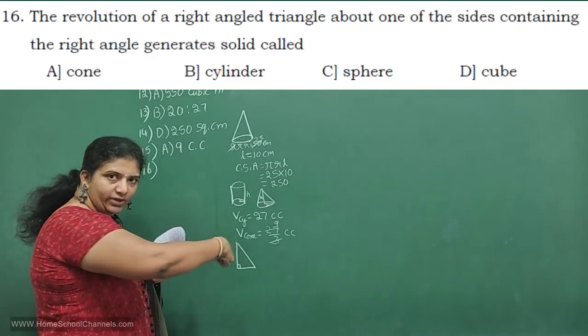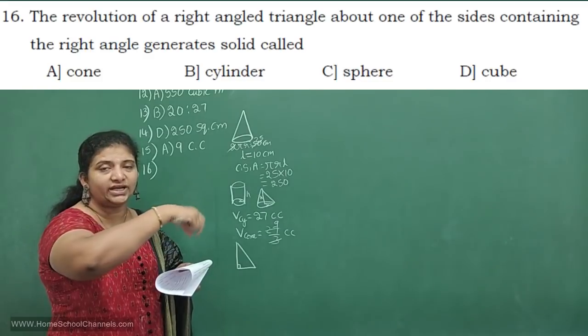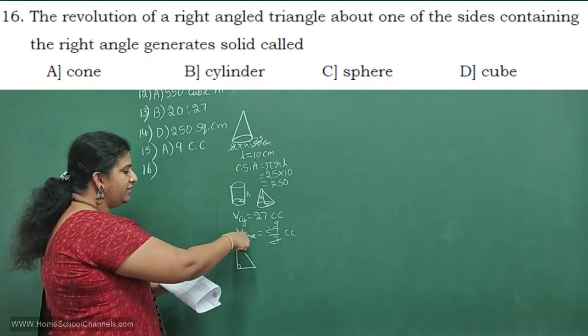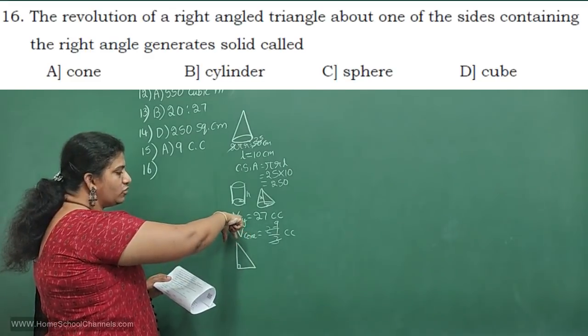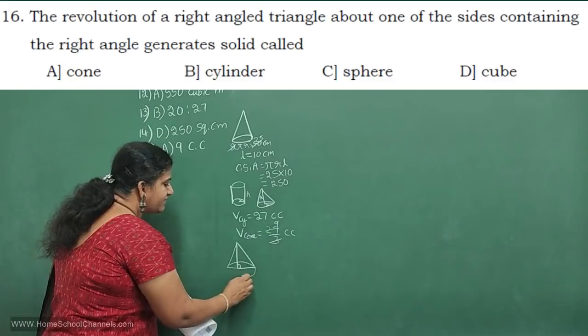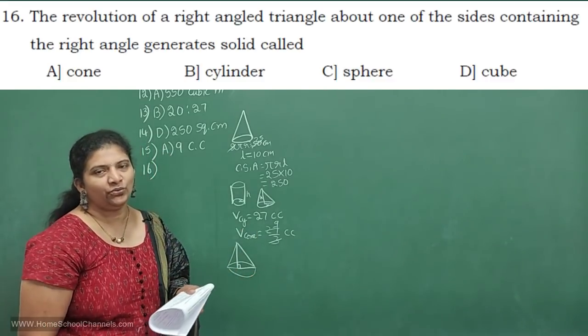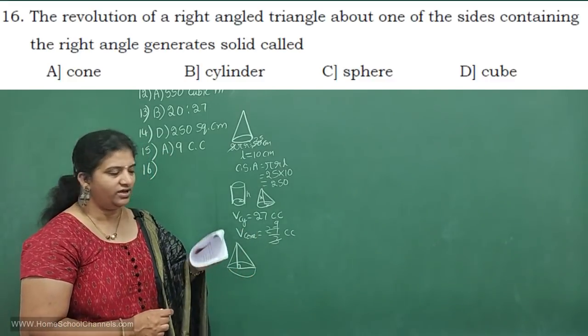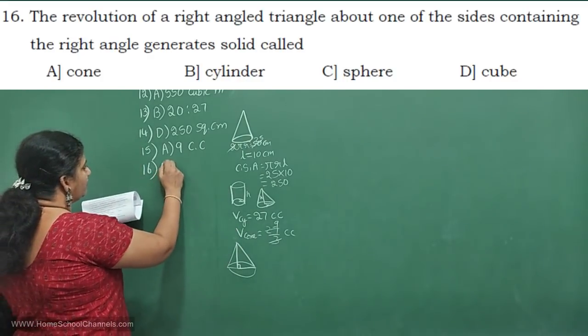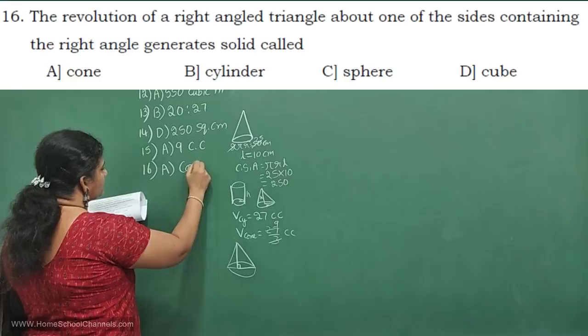When it is rotated, what solid is formed? Observe here, if this is rotated, it goes back and comes front, and you can see which shape it is. Cone, right? Circular cone. Say which option is the right answer? Option A, they have given only cone. That is also right.